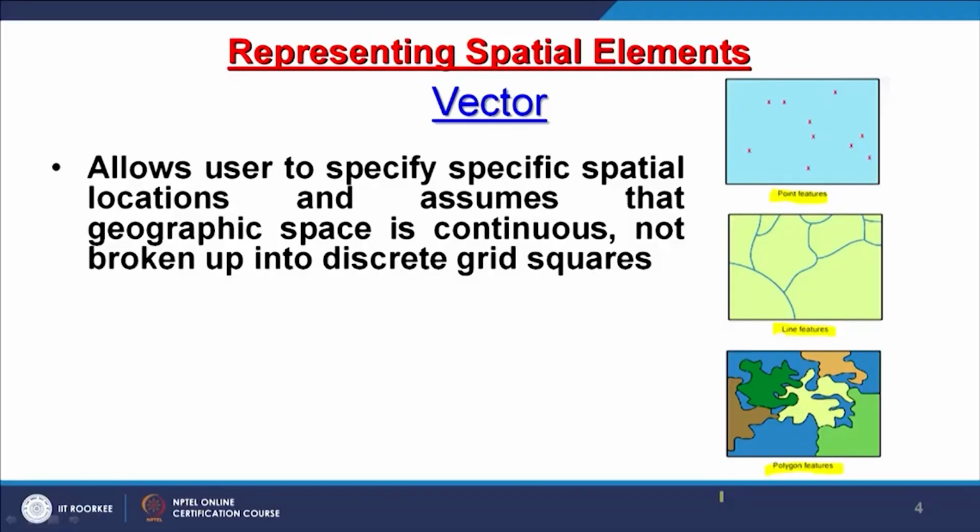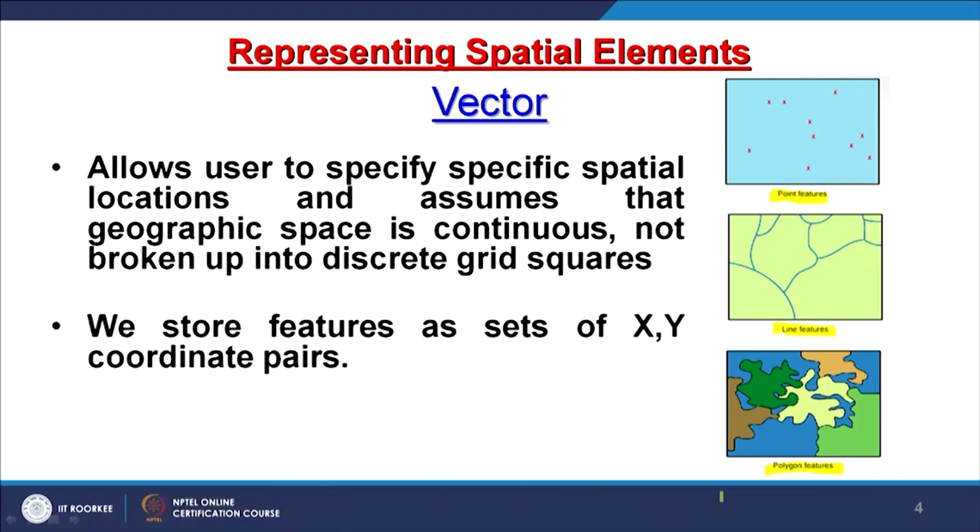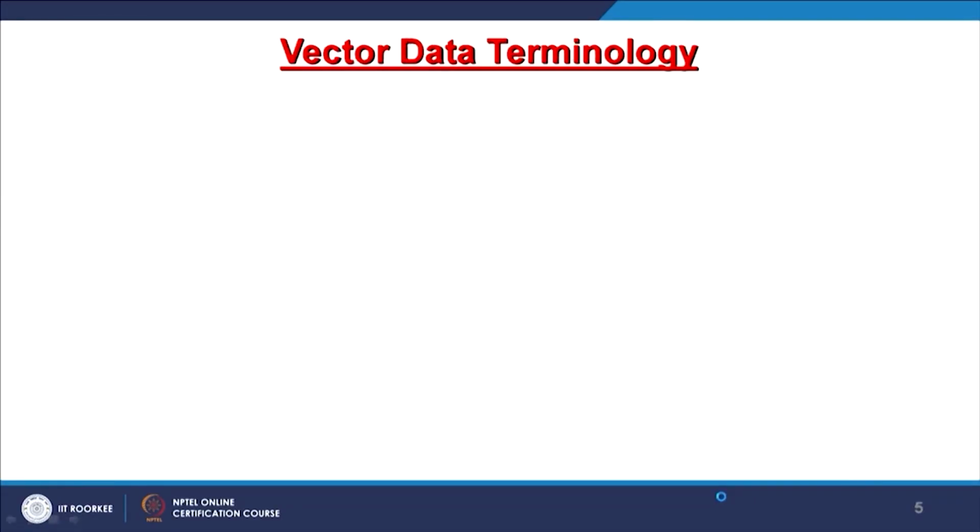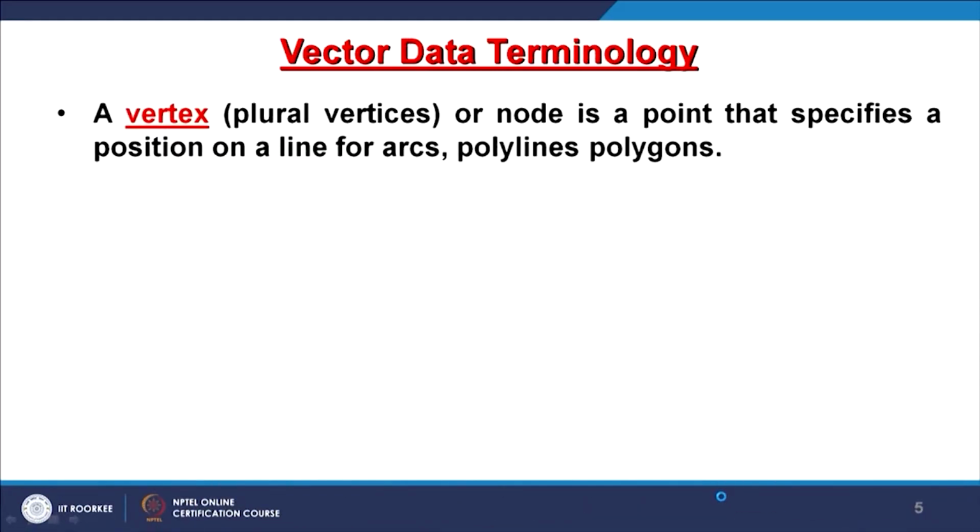Whereas a polygon is a 2-dimensional vector entity, where the begin point and end point are always the same. So it makes a complete polygon. We will see further details on this. In the case of point data, the point features are stored as XY geographic coordinate pairs, and these nodes we also call vertices. Vertex, or in plural vertices, or node, is a point that specifies a position on a line, arc, polyline or polygon.